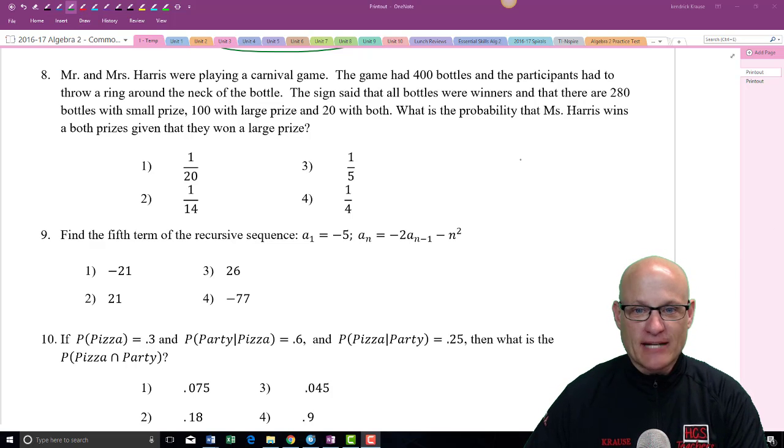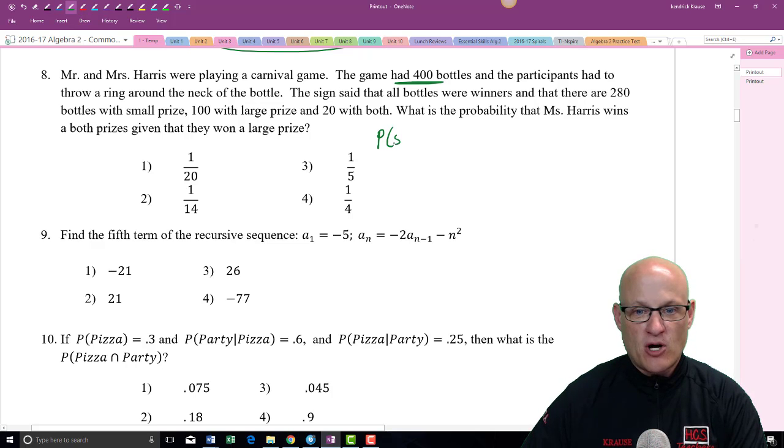We're playing a carnival game. The game had 400 bottles. Oh, this is a tricky question. I think this is a tricky question. 400 bottles, and the participants had to throw rings around the neck of the bottle. The sign said that all bottles were winners. And there were 280 bottles with a small prize.